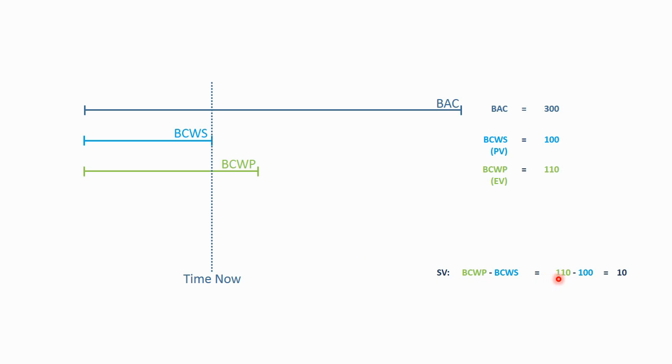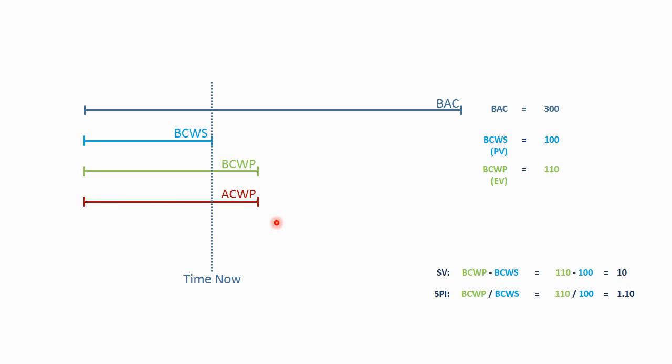The budget cost of work performed is 110 hours. Budget cost of work scheduled is 100. It's a positive 10 schedule variance. That indicates the project is ahead of schedule. Likewise, the schedule performance index, the budgeted cost of work performed divided by the budgeted cost of work scheduled, is 110 over 100. The schedule performance index is now 1.1. That indicates the project's ahead of schedule.